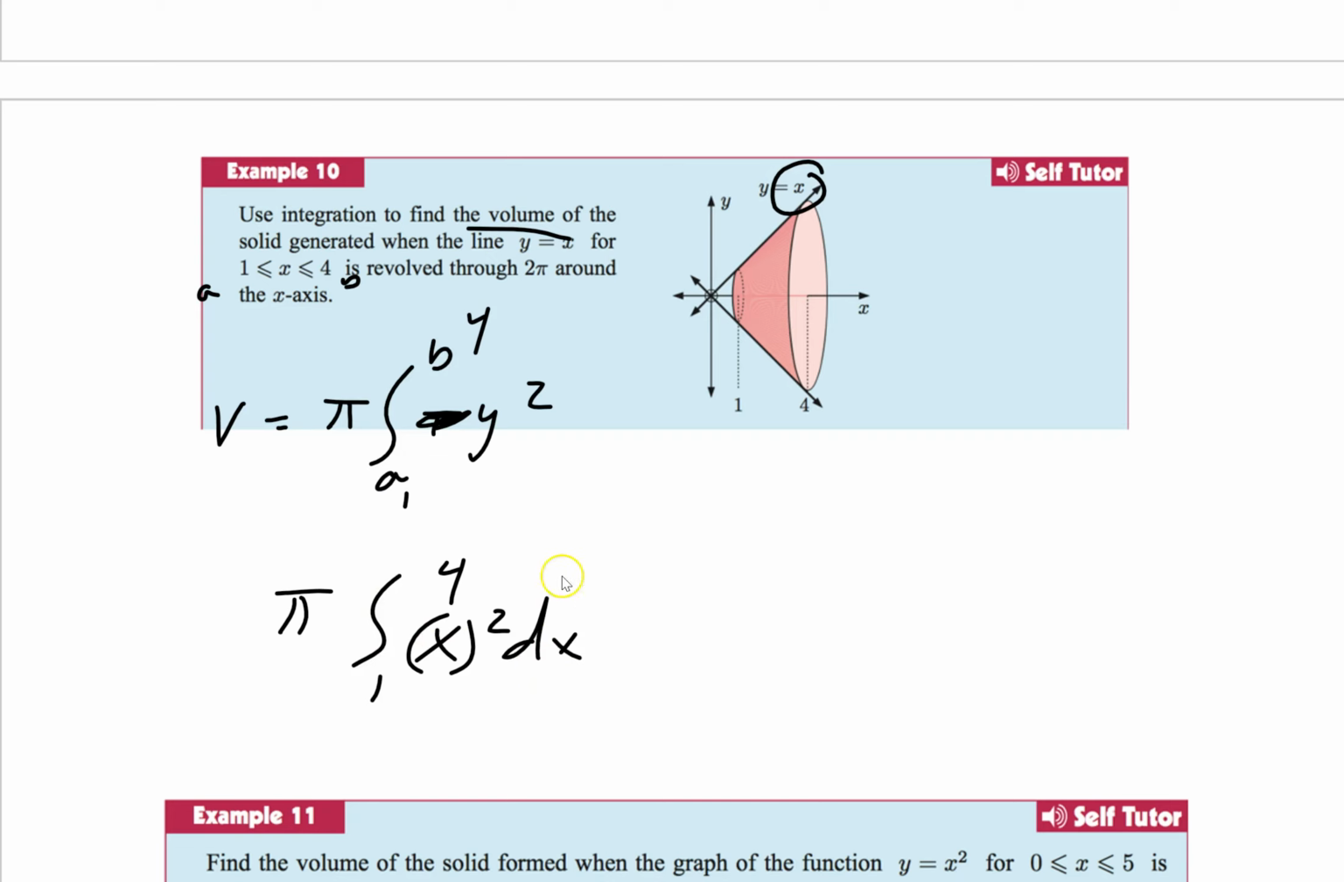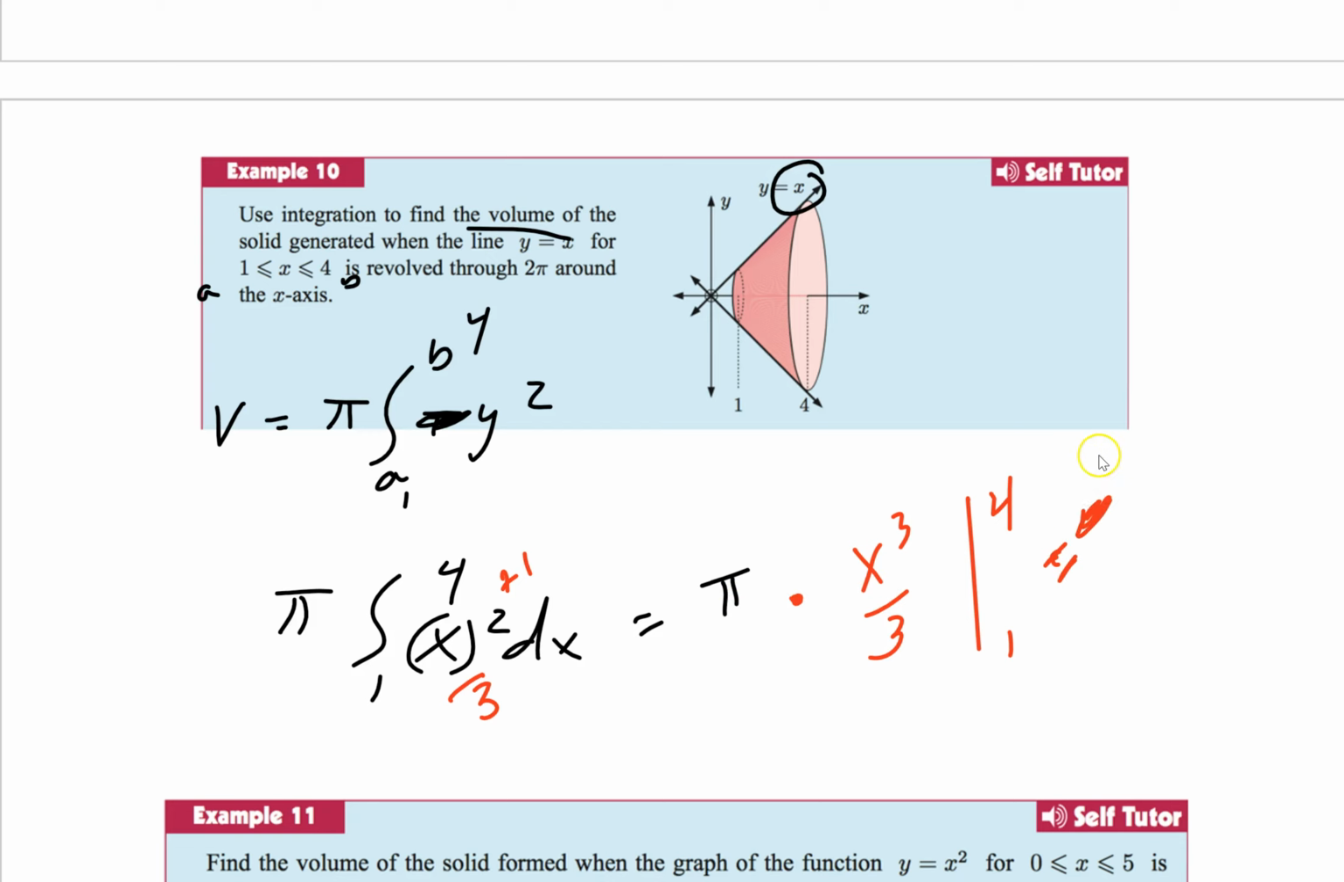Now, I still have to integrate this. Basic power rule. Add 1 to the power, divide by the new power. Love the power rule. So we're going to get x cubed over 3. Now keep in mind we have limits, so there's no plus c in this case. Now we have the limits from 1 to 4. Remember the way we do that? Top minus bottom. So you can either multiply pi first or keep it on the outside. I'm going to keep it on the outside.